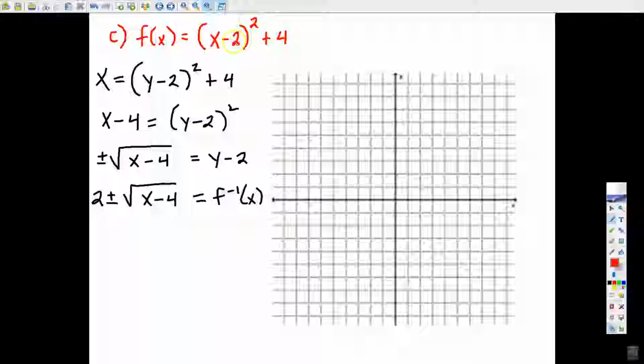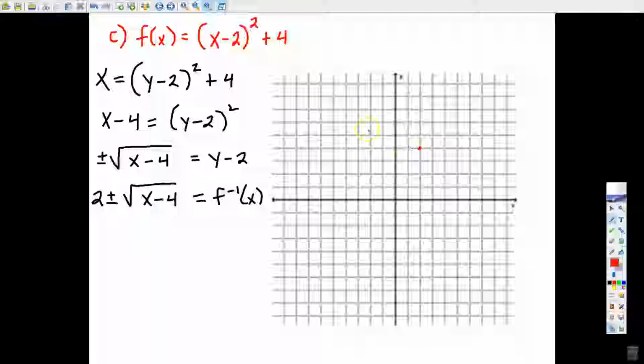This is a parabola, and the great thing is it's in vertex form. Remember that? And the vertex is what? What's the ordered pair of the vertex? 2, 4. Good. It has to open up from here. So let's just come up with a couple more points to complete the parabola.